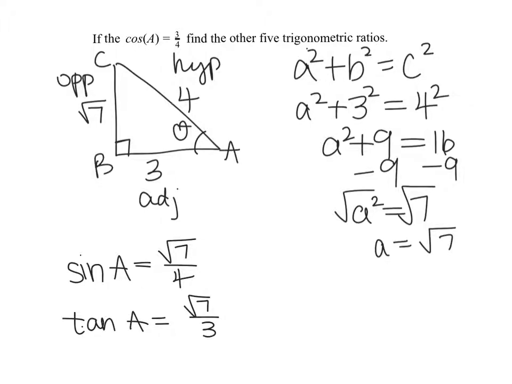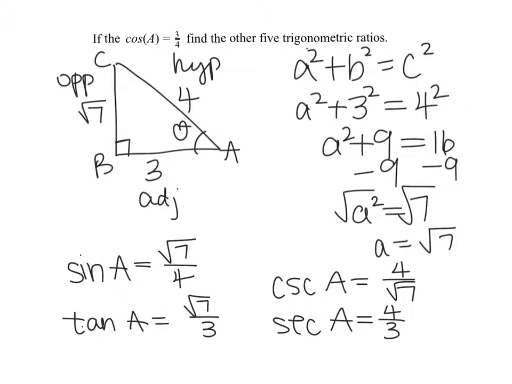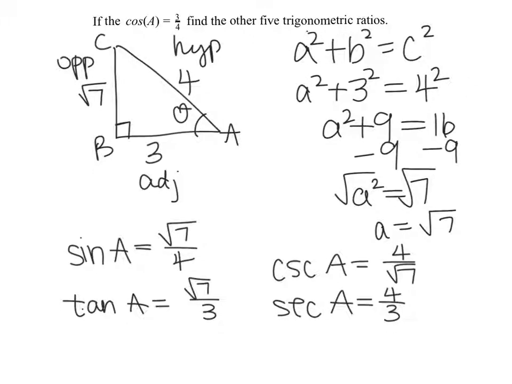So if we start with cosecant of angle A, which is the reciprocal of sine, we get 4 over square root 7. Secant of angle A, which is the reciprocal of cosine, we get 4/3. And then lastly, cotangent of angle A, the reciprocal of tangent, gives us 3 over square root 7.